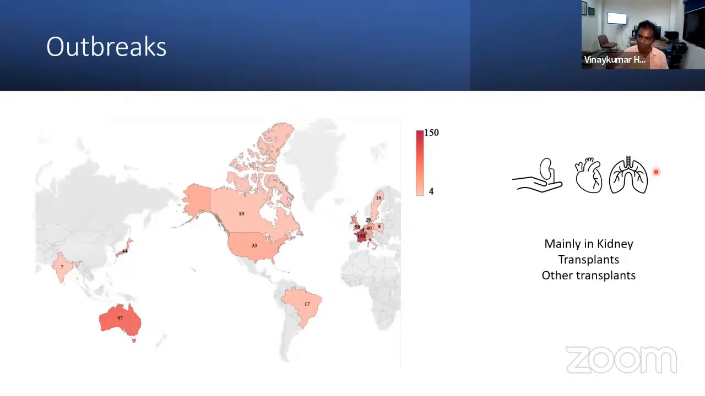So can it cause outbreaks? Yes, it can also cause outbreaks, and it is mainly reported to cause outbreaks in patients who have received transplants. The majority of the cases have again been reported from Europe, while a handful of cases of outbreaks have also been reported from India.